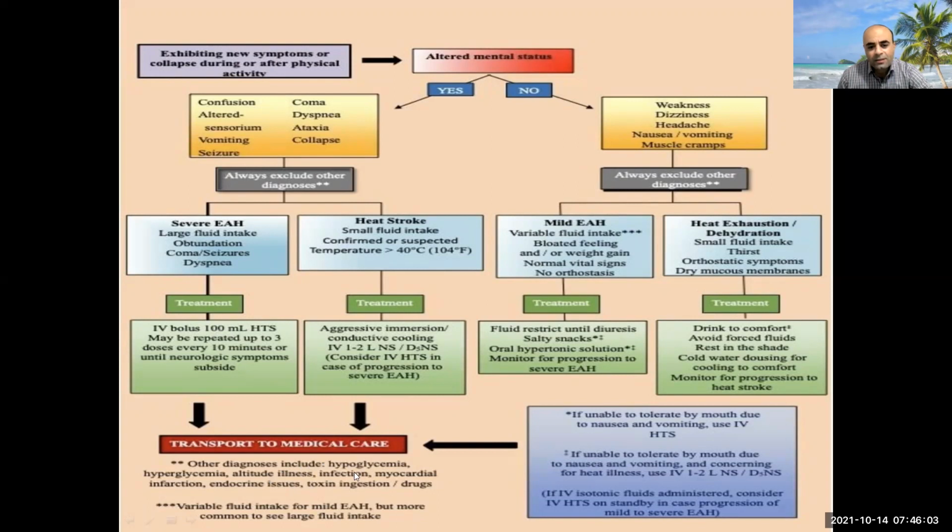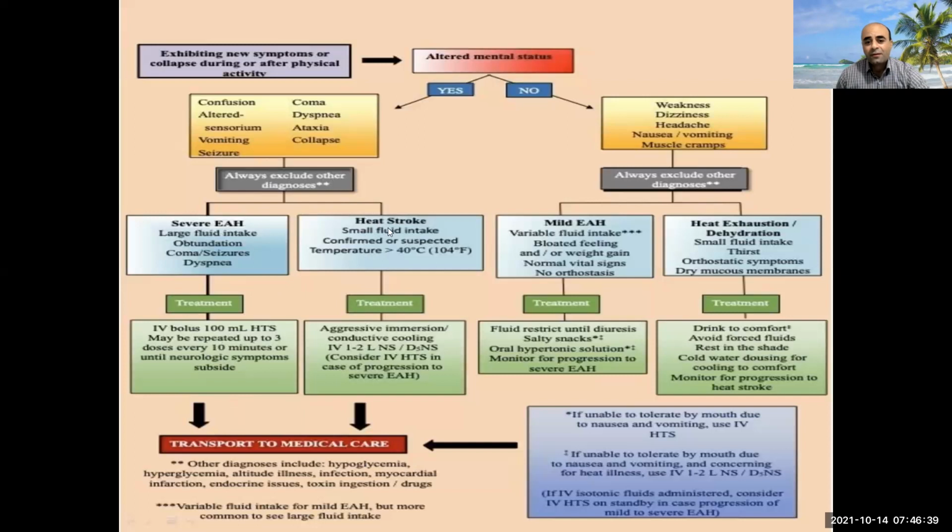Other diagnoses include hypoglycemia, hyperglycemia, altitude illness, infection, myocardial infarction, endocrine causes, toxin ingestion, or drugs. Don't forget to exclude these. Maybe your patient is taking a medication you don't know about; maybe it is toxin related or drug related. Maybe the patient has chest pain or dyspnea; you should do an ECG and rule out hypoglycemia. You should check everything, do routine investigations, and treat with hypertonic saline.